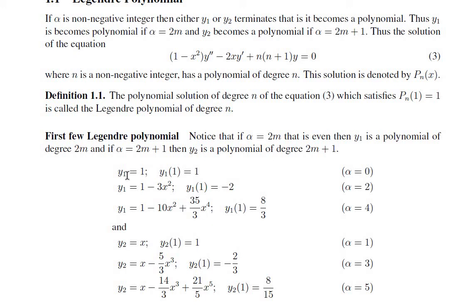We first calculate the polynomial value at 1, and then we divide by that value. So here y1 at 1 equal to 1, so the first polynomial will be 1 only. Here y1 at 1 equals 1 minus 3, that is minus 2. So if we divide it by minus 2, then that will be a polynomial of degree what? Alpha equal to 2, because these are polynomials of degree alpha.